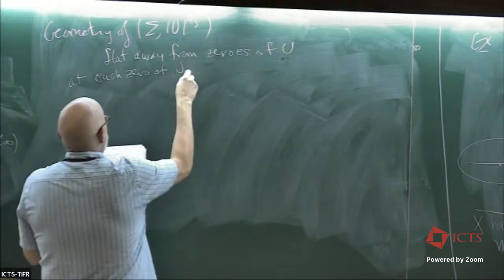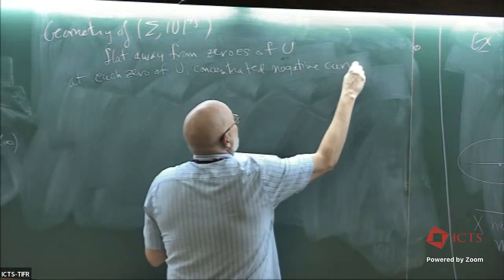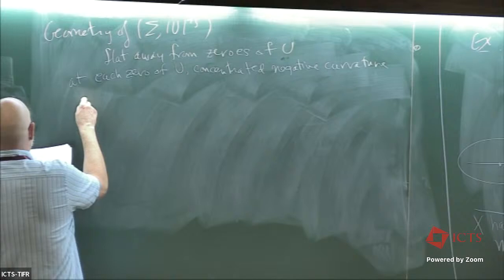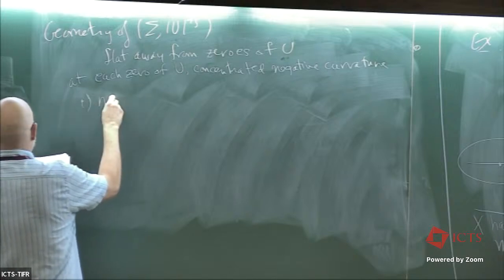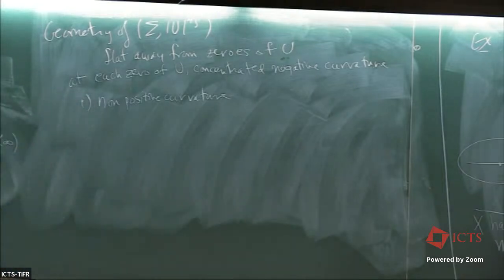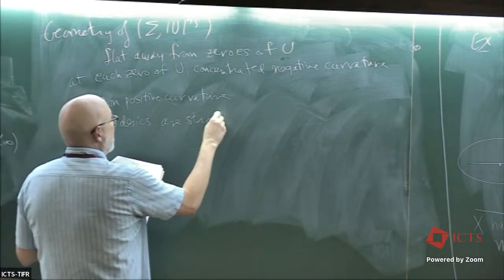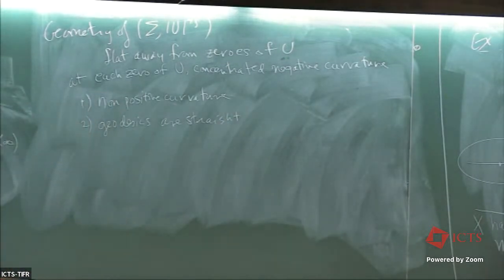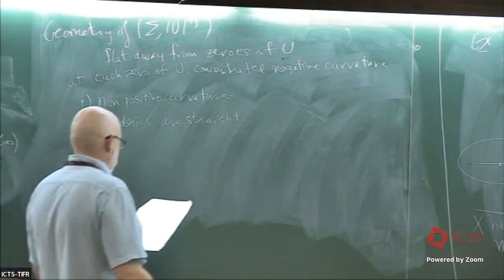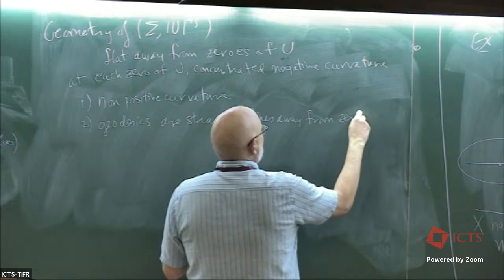And then at each zero of U, there's a concentrated negative curvature, like a delta function of curvature. And there are versions of Gauss-Bonnet that would work in this setting, for example. So altogether we're going to have non-positive curvature in the sense of NPC spaces. We're going to have geodesics, which are going to be straight. A geodesic is just a path which is locally length minimizing. So if you fix the endpoints, you cannot vary to shorten it. So the geodesics are straight lines away from the zeros of U.